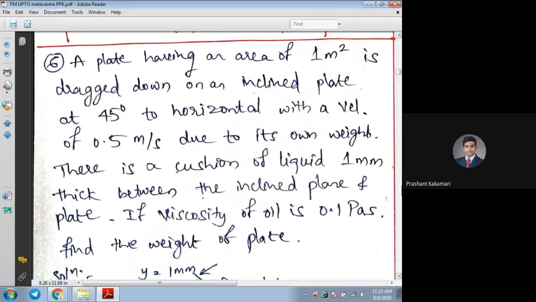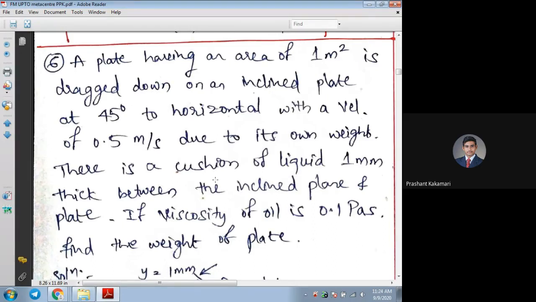There is a cushion of liquid. Cushion means that in between the plates there is liquid 1 mm thick. The height, the y distance, is 1 mm thick between the plates. That liquid height is 1 mm thick between the inclined plane and the plate. The inclined plane is fixed. The plate is moving downward. So there are two planes again, but both are at different inclinations.